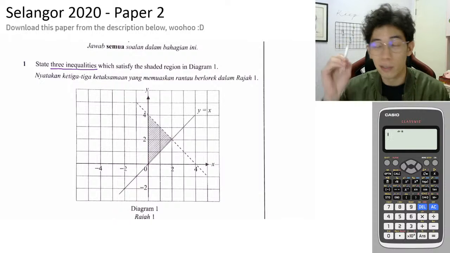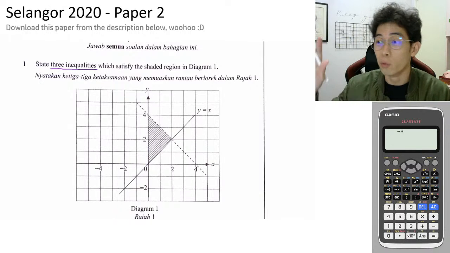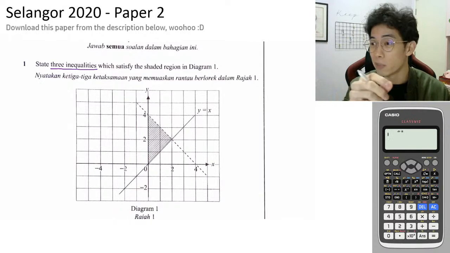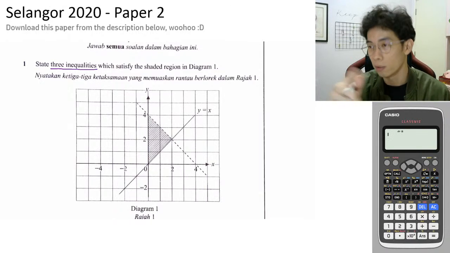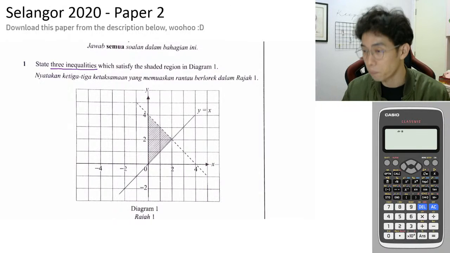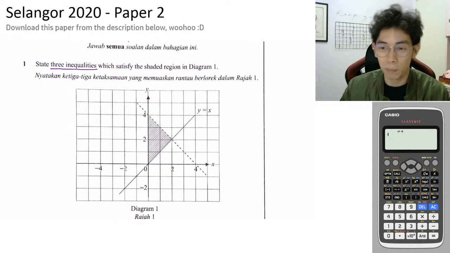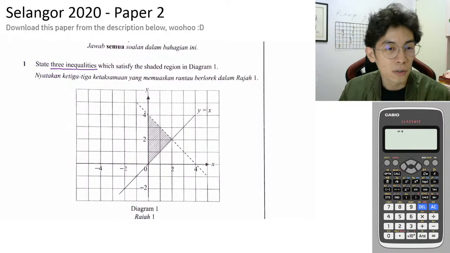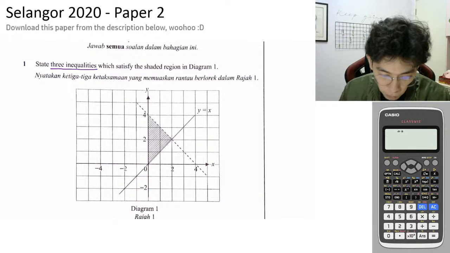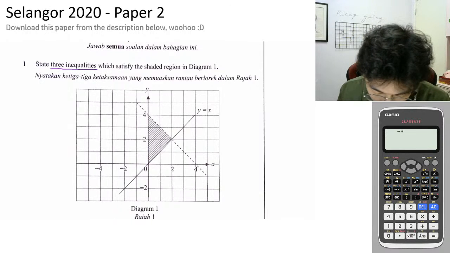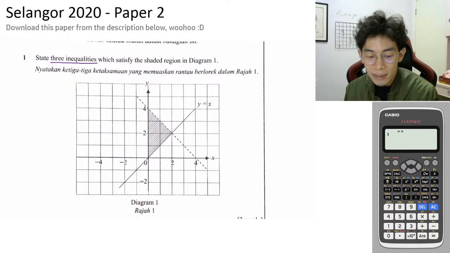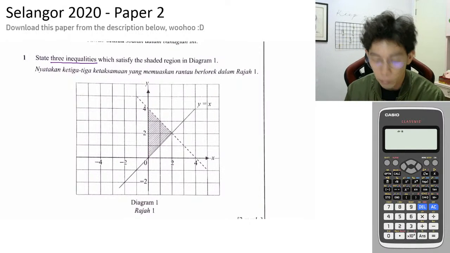Now, everyone, this paper I just scanned through. So if I made some mistake, tell me, teacher, this one you go wrong already. Let me know. I just scanned through only. I will put the answer by the side so after I do, I can check the answer as well. I'm the same as you, so be real, everyone. So let's do our first part: 3 inequalities which satisfy the shaded region in diagram number 1.